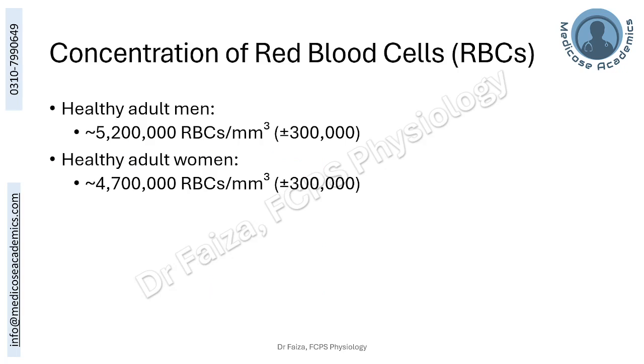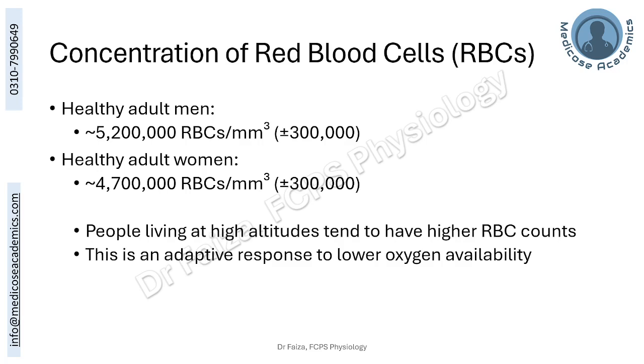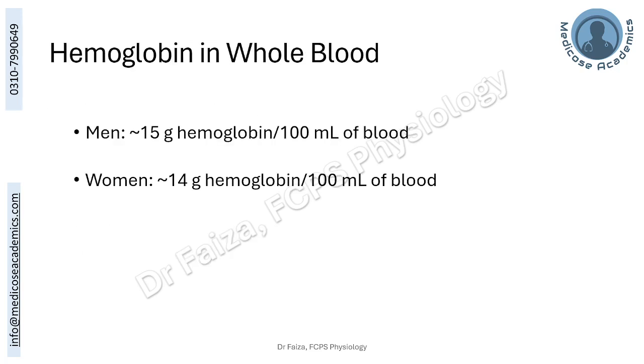The concentration of RBCs in the blood: people living at high altitude have a higher concentration and number of RBCs. That is an adaptive response. There are 15 grams of hemoglobin per 100 ml of blood in males and approximately 14 grams in females.